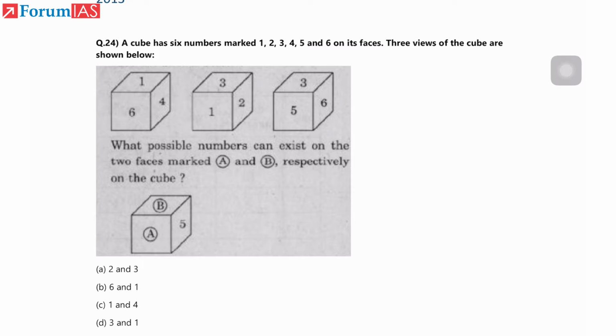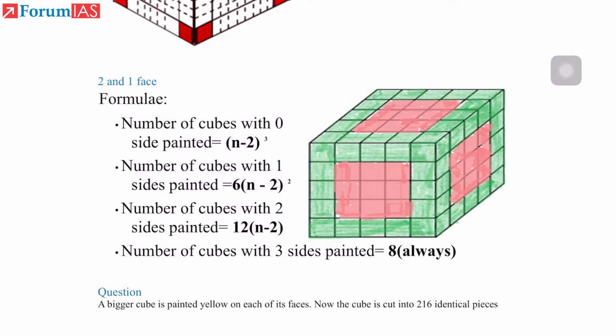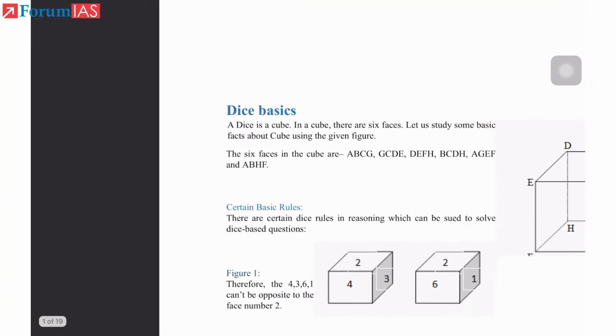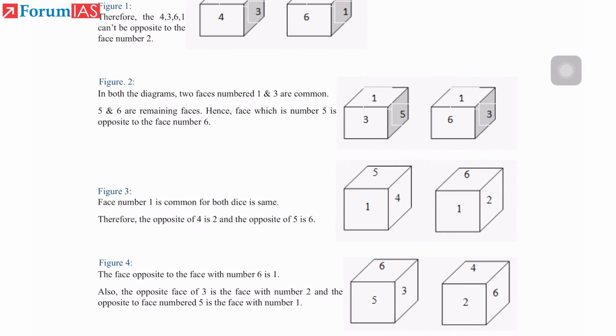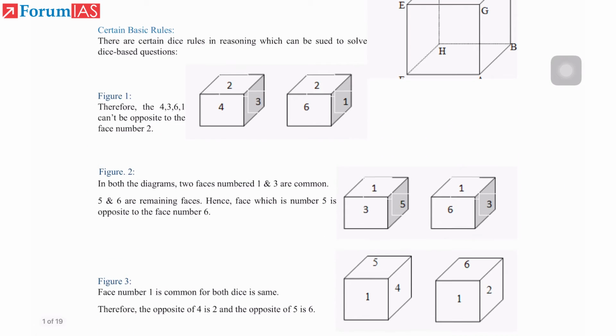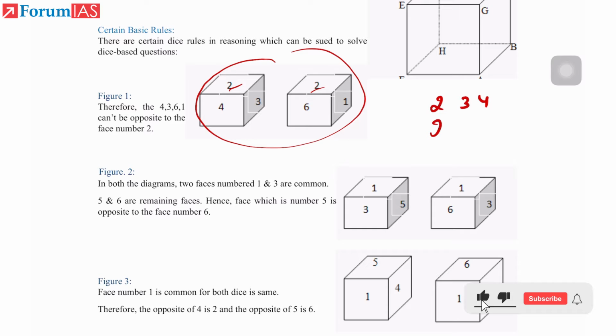Now for this, the basic rule is that if only one term is common, let's say these are the two dice positions, for example here only 2 is common, then we write the combinations in a clockwise manner or anti-clockwise, in any cyclic manner. For example, for this we'll write 2, 3, 4 and then 2, 1, 6. So this will be the combination.